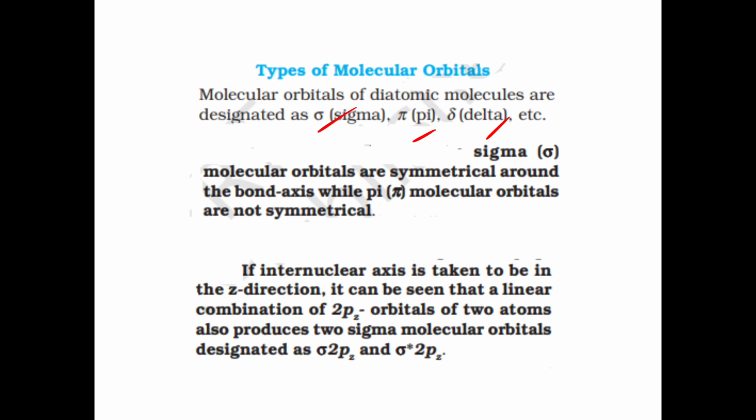Sigma molecular orbitals are symmetrical around the bond axis, while pi molecular orbitals are not symmetrical. If the internuclear axis is taken to be in the z direction, it can be seen that a linear combination of the 2pz orbitals of the two atoms also produces two sigma molecular orbitals, designated as sigma 2pz and sigma 2pz star.